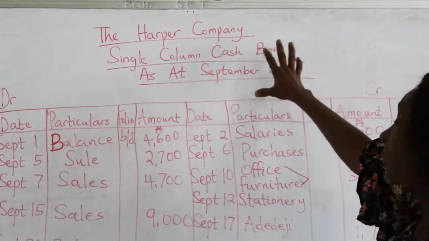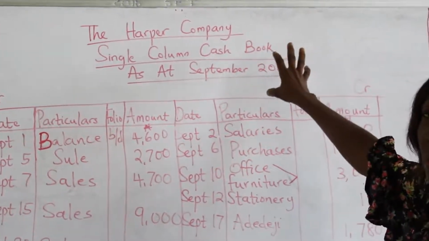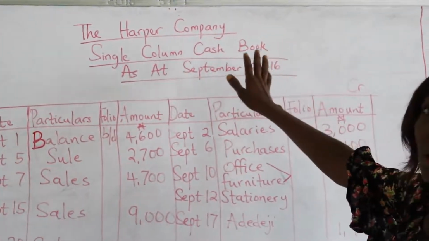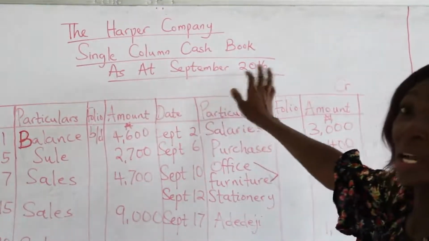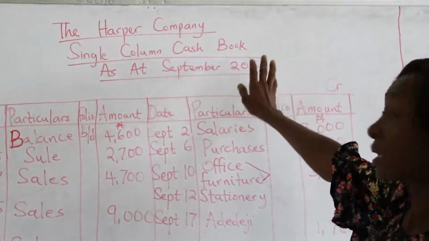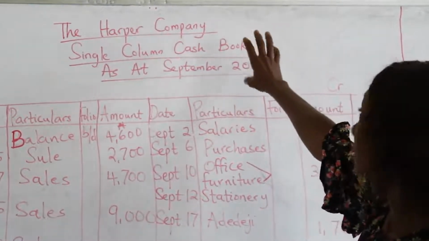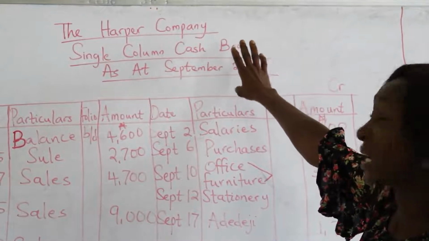Now, the preparation of this cash book has a time frame, which was for September 2016. So you write as at September 2016. That is the heading that it is very, very compulsory that you write.